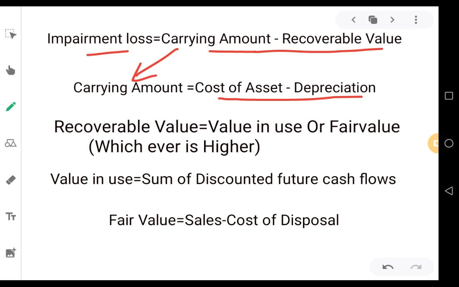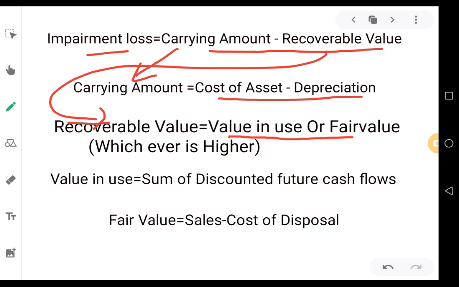Depreciation should always be calculated on the straight line method unless otherwise stated in the problem. Now, in this equation we know how to calculate carrying amount. What about recoverable value? The recoverable value is calculated using this formula: value in use or fair value of the asset, whichever is higher. Recoverable value of an asset is the highest of value in use or fair value. We are talking about two concepts here, value in use and fair value of the asset. Out of these two figures, whichever is the highest will become our recoverable value of the asset.